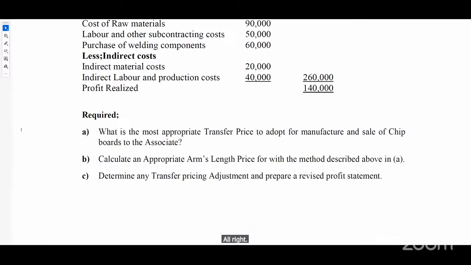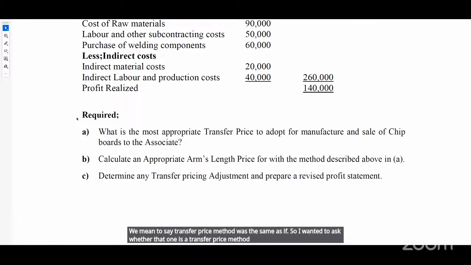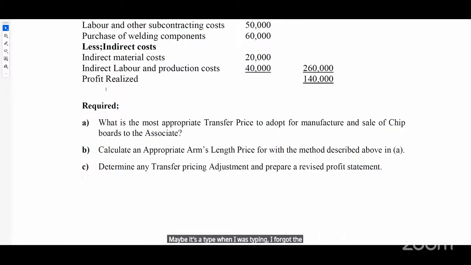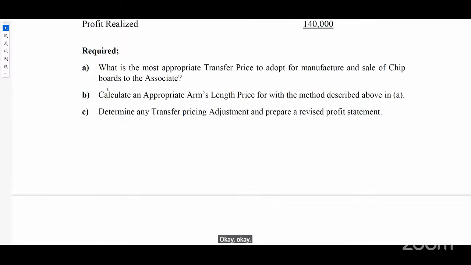Are we okay with the cost plus? Please, did it mean to say transfer price method was the same as A? I wanted to ask whether that one is the transfer price method. Yes, they're asking what's the most appropriate transfer pricing method. Maybe it's a typo. When I was typing, I forgot the word. Okay. All right. Thank you.